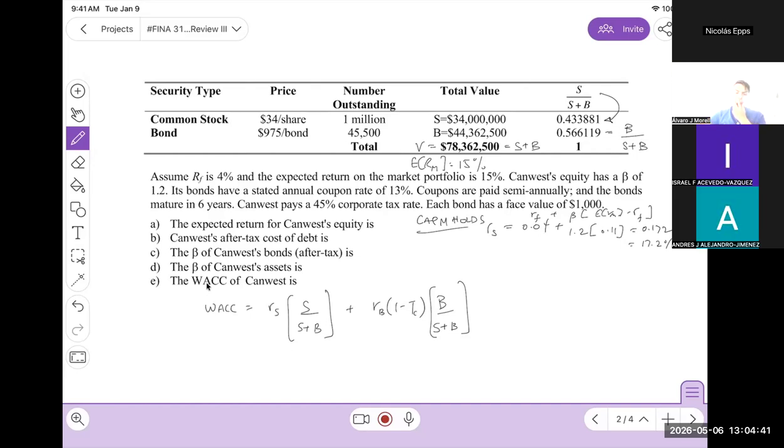So then, what else do we need? We have all of these. We need RB and 1 minus TC. TC is given as 45%, so 55% is 1 minus TC. So let's get RB. Let's use the information given for RB. What did we learn? We learned that we have to use the formula.